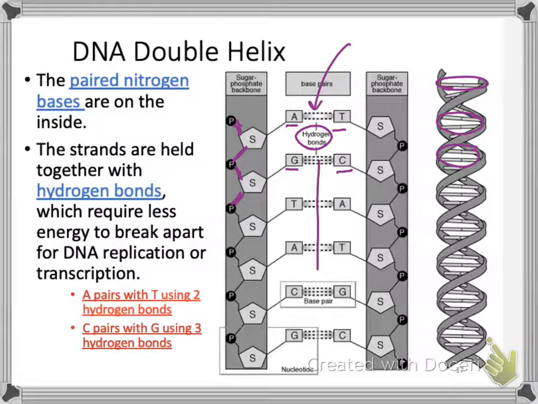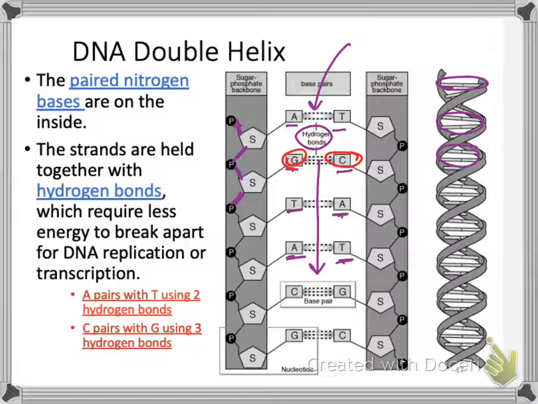We have to basically separate them right down the middle in order to get access to the A, T, C's, and G's, the bases that have the code that we need for protein synthesis or DNA replication. So both jobs need the DNA to separate. As a result, it's important that we have these weak bonds. Now, you'll notice that A and T are always paired together, whereas G and C are always paired together. And that has to do with the number of bonds that they can form.